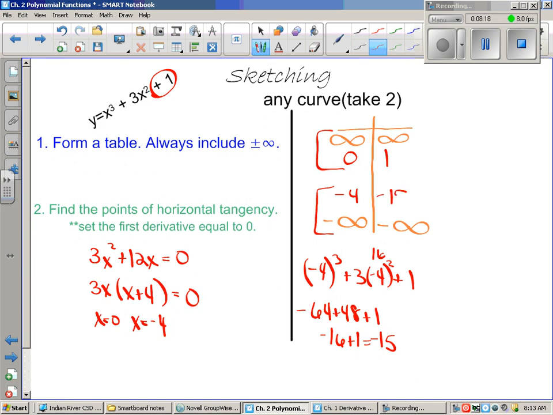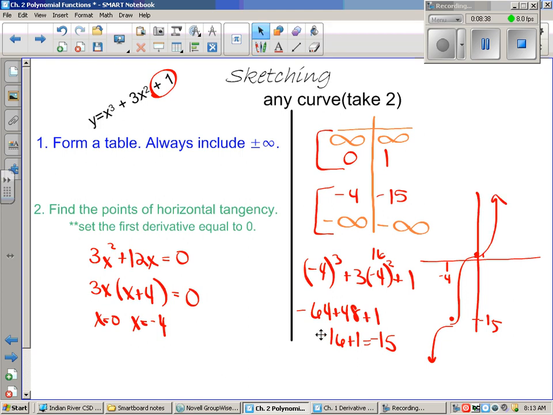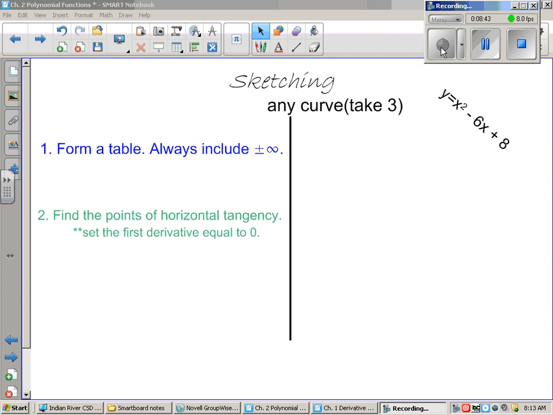Okay. Again, we quickly do our little graph here, negative 4, negative 15. I've got 0, 1. And again, when I connect between the two, I want to come in slowly. Negative infinity goes again to negative infinity, and positive infinity goes up. It looks a little different, doesn't it now? Great.